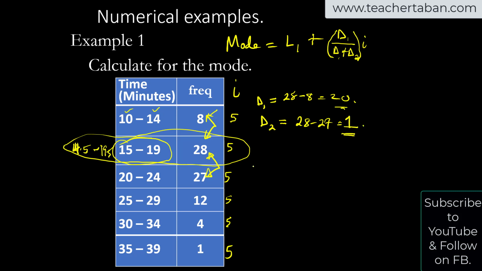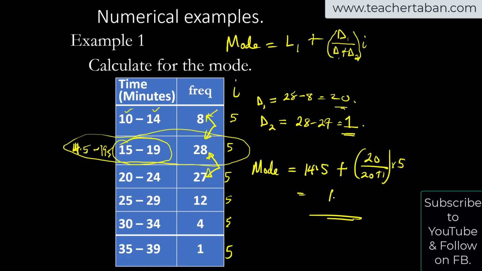So let's begin. The mode is got from L1, which is equal to 14.5, plus the D1 is 20. The answer that you get is the mode. So the mode is 19.26 minutes. That is how we get the mode.